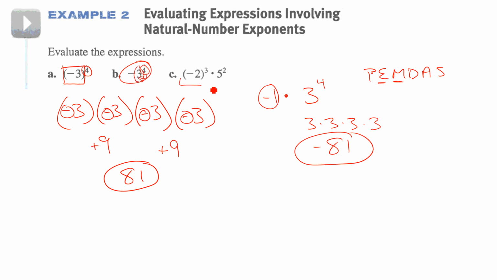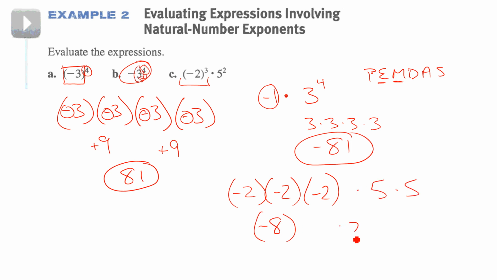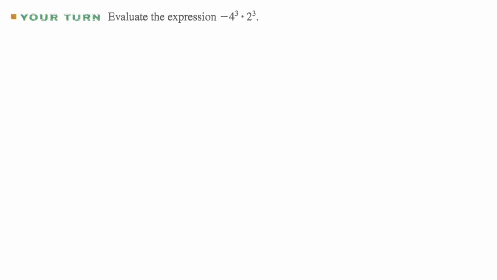Let's see what's going on in this problem. Negative 2 to the 3rd is going to be negative 2 times negative 2 times negative 2, which is 1, 2, 3 negatives. So our answer is going to be a negative. And 2 times 2 times 2 is 8 times 5 times 5, which is times 25. Now 4 25s gets you 100, right? 4 times 25 is 100. So 8 times 25 is going to be 200. And a negative times a positive is a negative. Your turn. See if you can get negative 4 cubed times 2 to the 3rd.